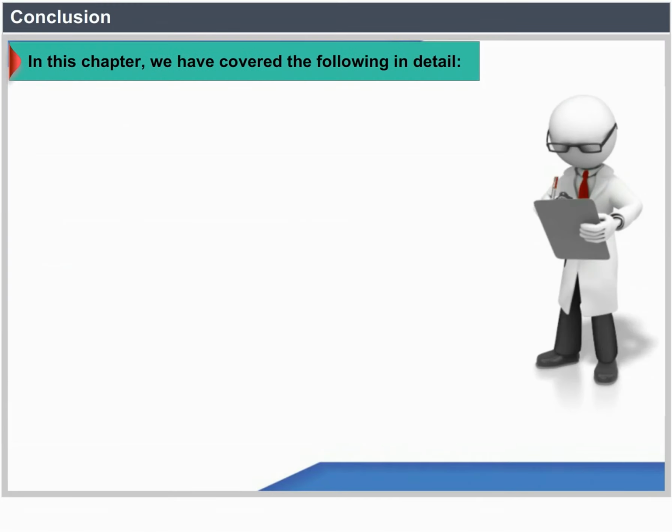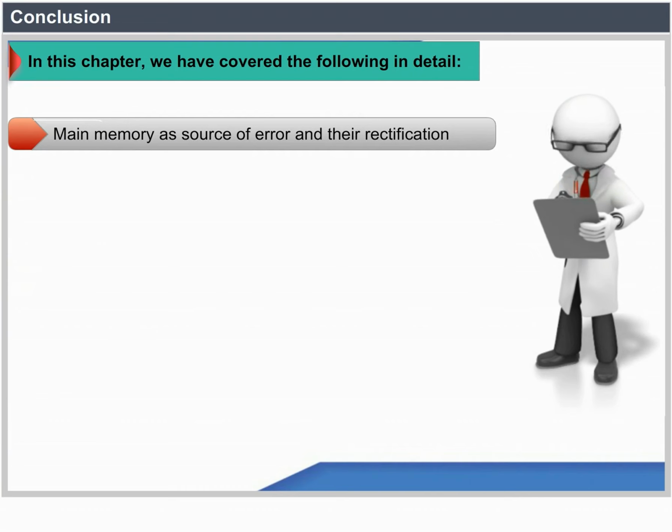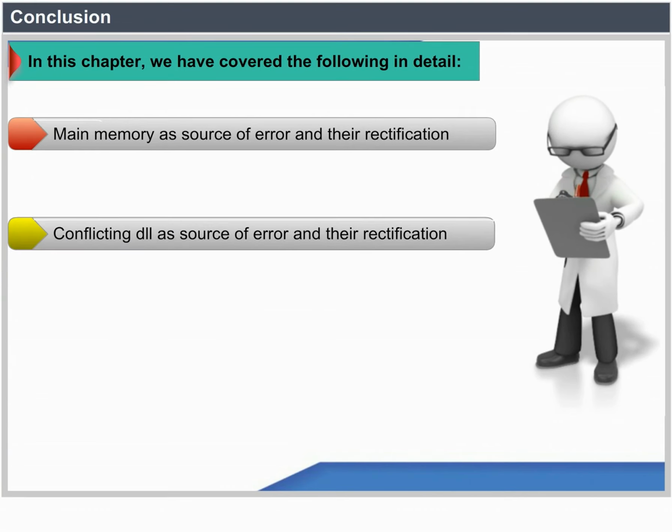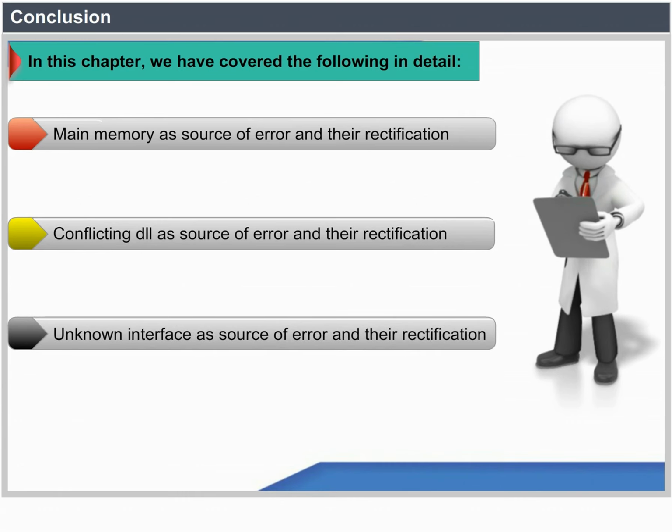Conclusion. In this chapter, we have covered the following in detail. Main memory as source of error and their rectification. Conflicting DLL as source of error and their rectification. Unknown interface as source of error and their rectification.